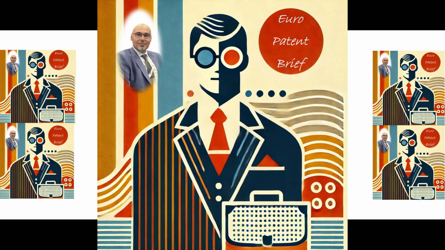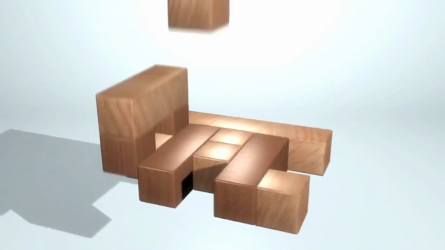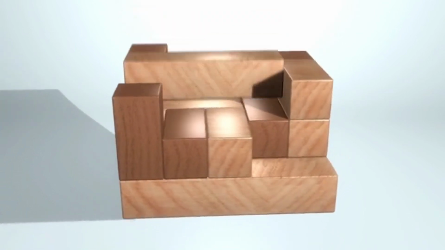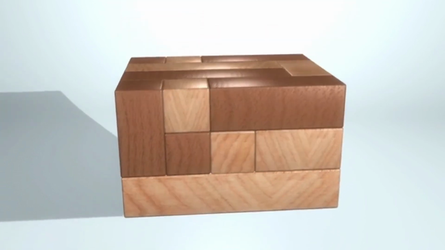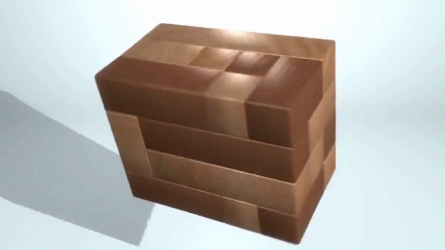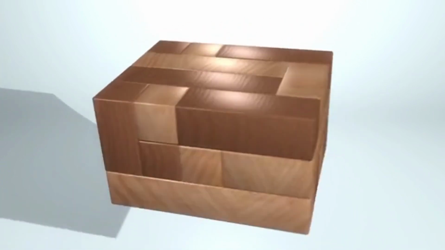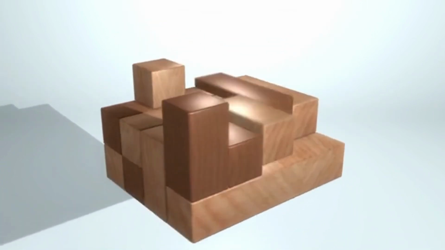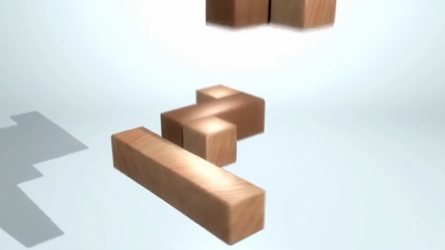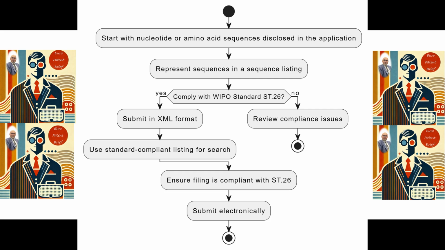Chapter 4, Special Provisions. Welcome to your Euro Patent Brief Journey with Baris. We're about to dive into the details of applications relating to nucleotide and amino acid sequences. This can be a technical and precise area, but don't worry, I'm here to guide you through each step, carefully, patiently, with as many pauses as you need. Take a deep breath, let's get started.